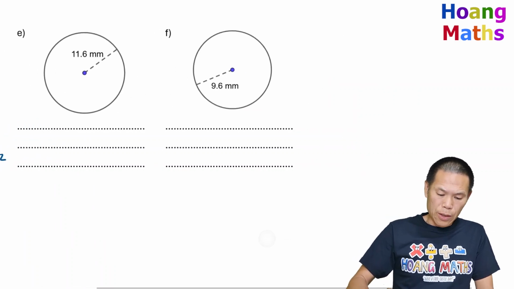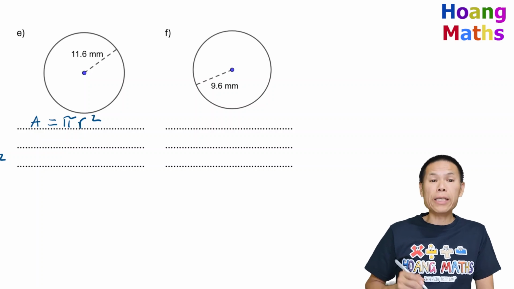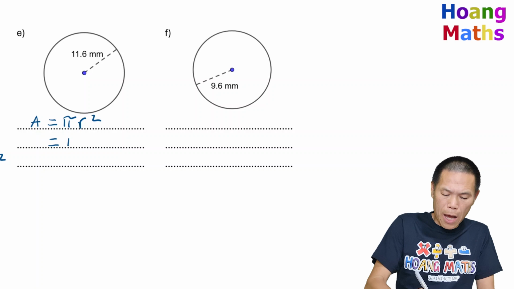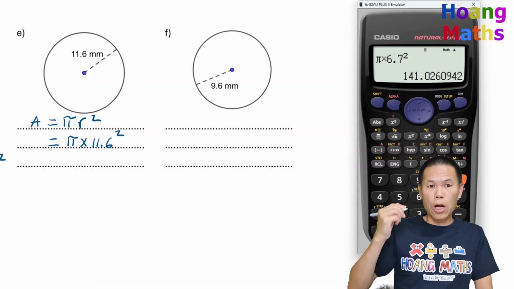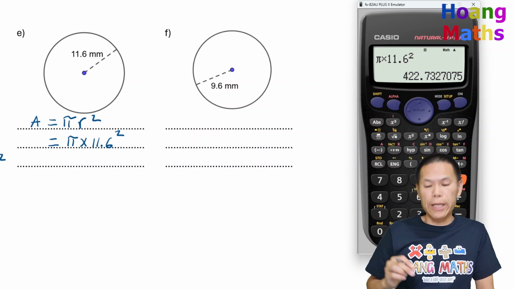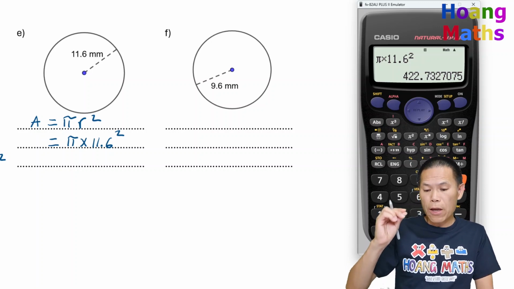Part E. We know that area is pi r square, and the radius is 11.6 millimeters. So that is pi times 11.6 square. And that will give me, I'll just go shift pi times 11.6 square. So there you go, 422.73 and so on.